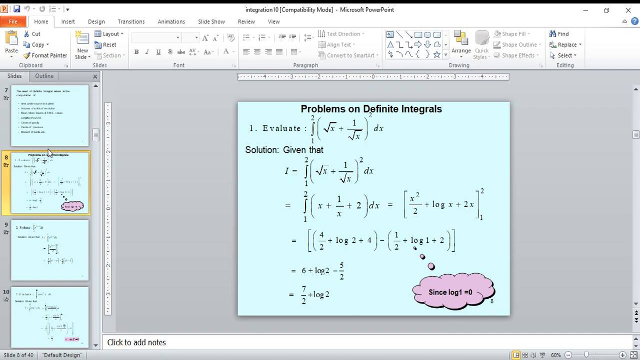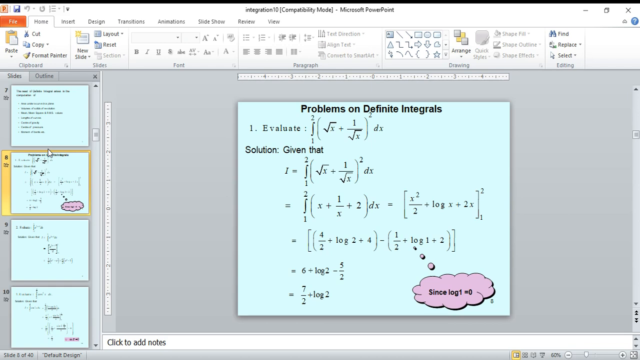Apply integration. Integration of x is x square by 2. Integration of 1 by x is log x. Integration of 2 is 2 into integration of 1 dx, which is x. So the interval is 1 to 2.